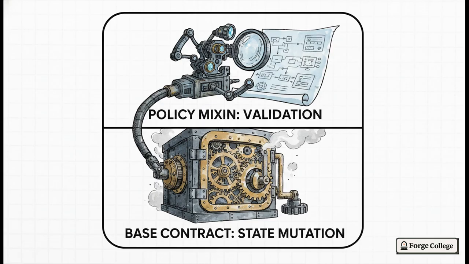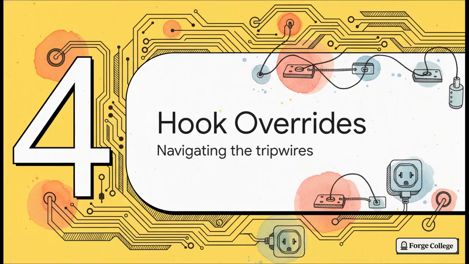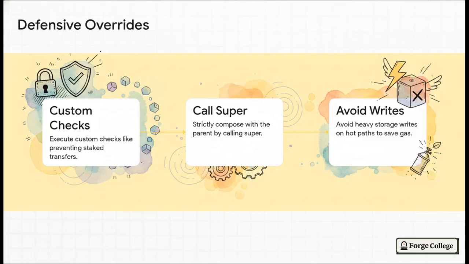Validation happens up top, state changes happen down below. It's that simple. Section 4: Hook overrides done right. Navigating the tripwires. If extension points are the sockets, hooks are the tripwires during the token lifecycle. Think of functions like before token transfer. When overriding them, always follow this defensive sequence.